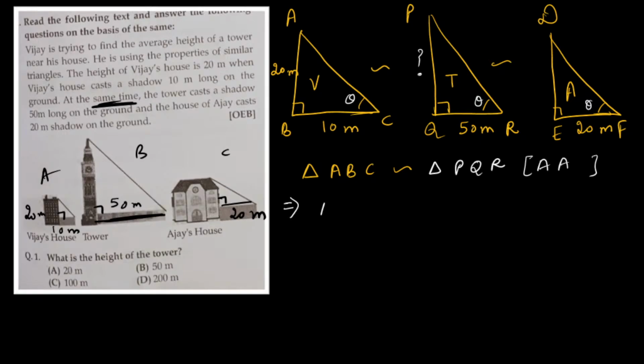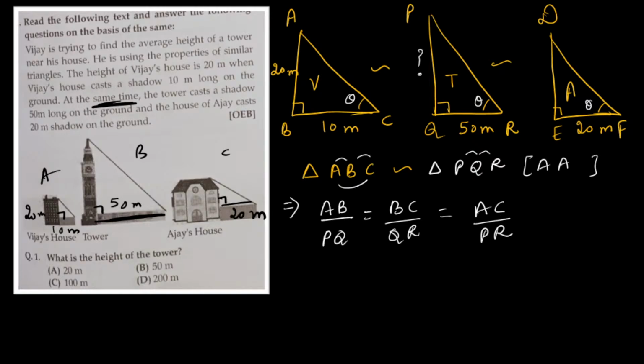So corresponding sides: if I write, AB's corresponding side is PQ. So AB by PQ is equal to BC, and BC's corresponding side is QR. Then AC. Although we don't need AC here, I'll still write that AC's corresponding side is PR.